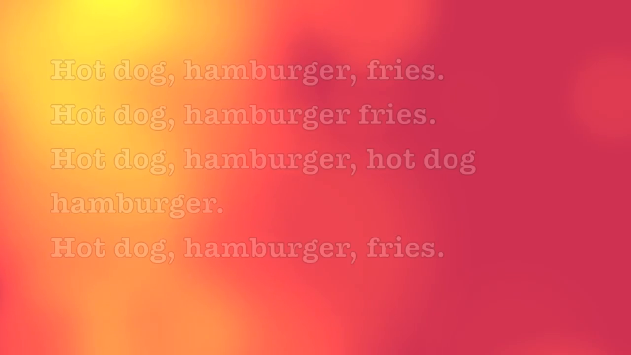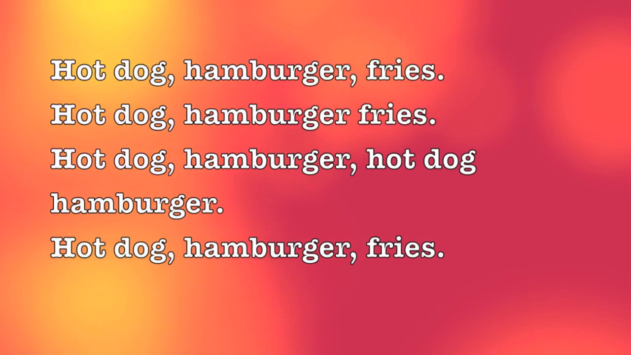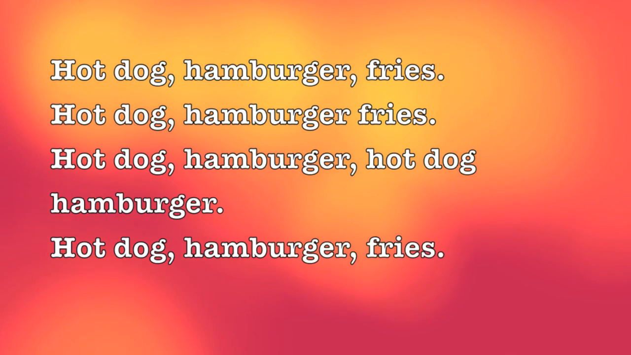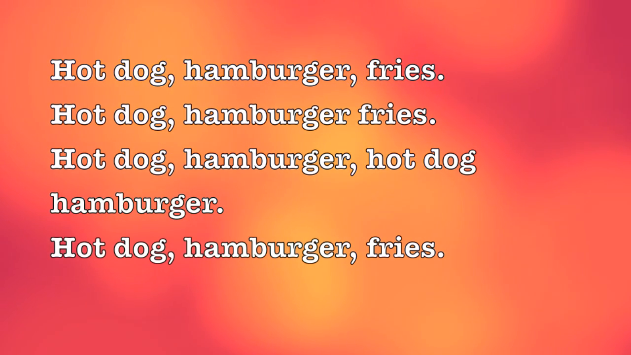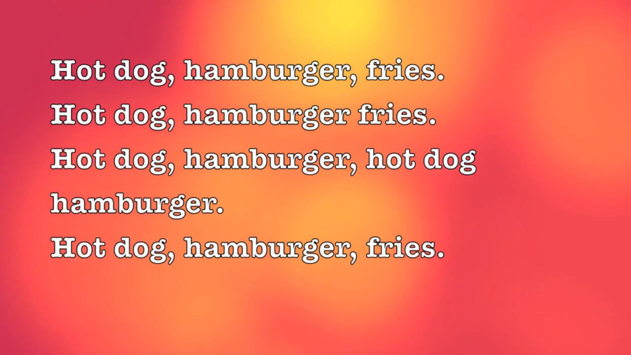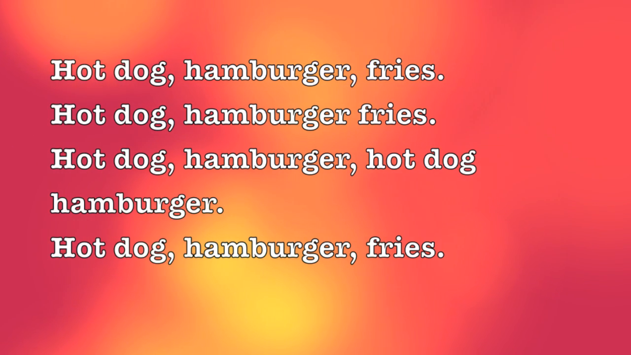Hamburger has 3. Pizza has 2. Spaghetti has 3. Hot dog has 2. And fries have 1. Now, following the pattern, 2-syllable word, 3-syllable word, 1-syllable word, repeated twice, followed by the first 2 words, repeated twice, ending with the first line, we have hot dog, hamburger, fries. Hot dog, hamburger, fries. Hot dog, hamburger, hot dog, hamburger, hot dog, hamburger, fries.